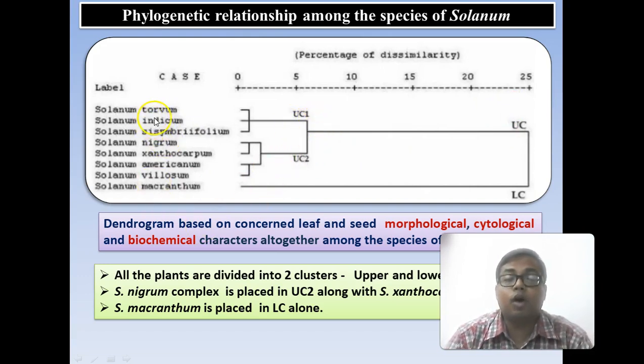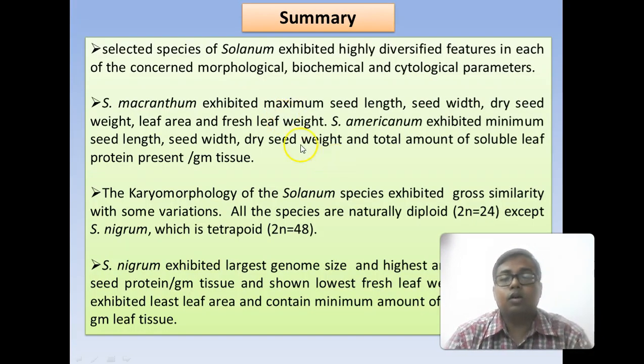The Solanum nigrum complex, that means Solanum nigrum, Solanum americanum and Solanum villosum, are placed together along with Solanum xanthocarpum, and those are placed in upper cluster 2. And Solanum torvum, indicum and sessimifolium, those 3 plants show close association based on all the above morphological, cytological and biochemical characters, and those 3 plants are placed together in upper cluster 1. So now the summary.